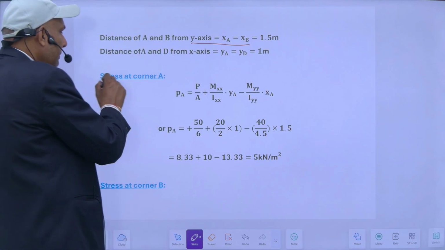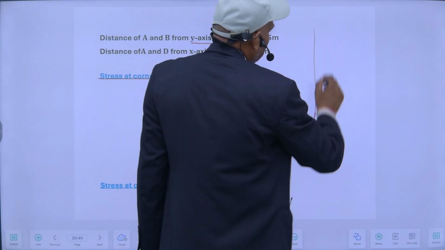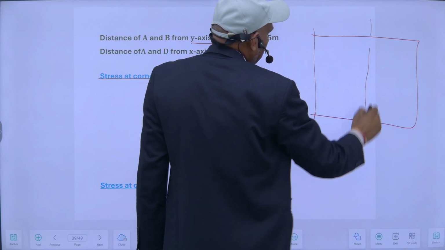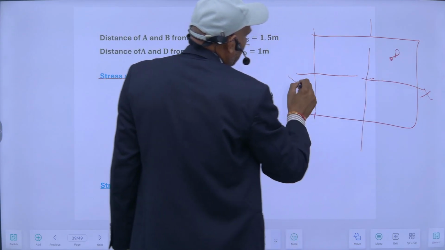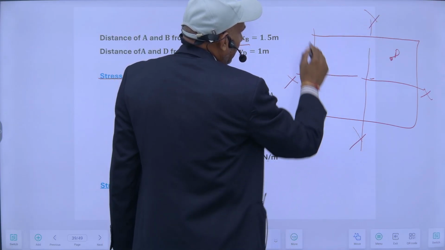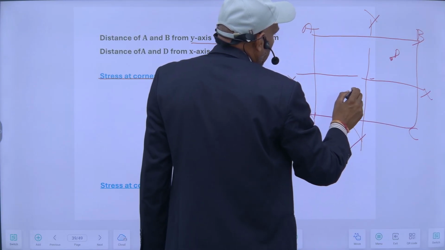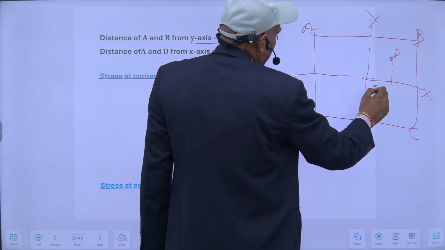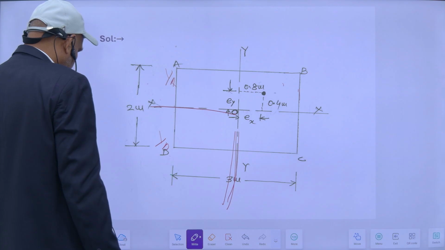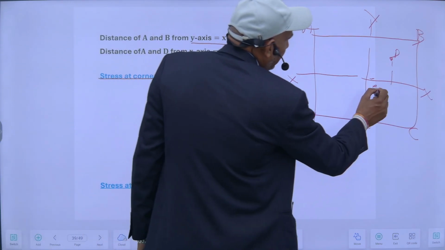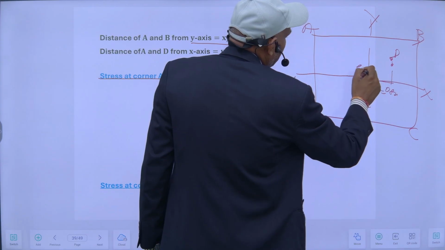So let's start. Stress at the corner A means this. So this is my P point, this is x-axis, this is y-axis, this is A, this is B, this is C, and this is D. So Ex is equal to 0.8 meter, and this is Ey, it is 0.4 meter.